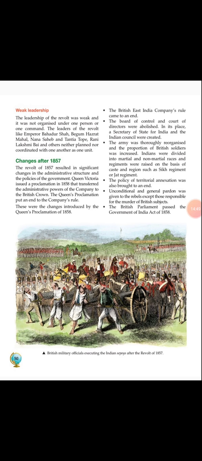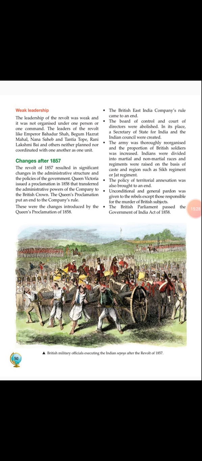Next point, weak leadership. The leadership of the revolt was weak and it was not organized under one person or one command. It means the revolt was spreading in different areas, and in different areas a different leader was there. The leaders of the revolt like Emperor Bahadur Shah, Begum Hazrat Mahal, Nana Sahib, Tatya Tope, Rani Lakshmi Bai, and others neither planned nor coordinated with one another as one unit. It means these leaders did not unite as one.